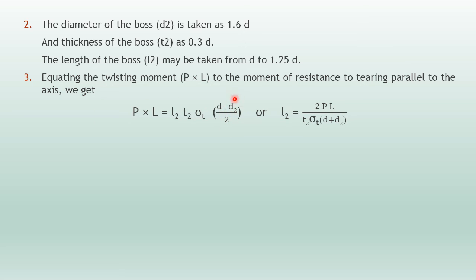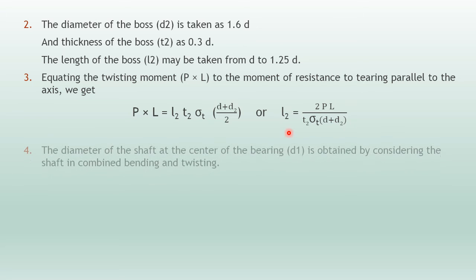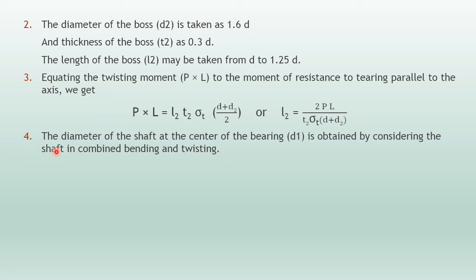By rearranging this equation we will get L2 equal to 2 times PL divided by T2 into sigma T into (D2 plus D). So from here you can also calculate the L2. Then in the next stage, the diameter of the shaft at the center of the bearing, that is D1, is obtained by considering the shaft in combined bending and twisting.